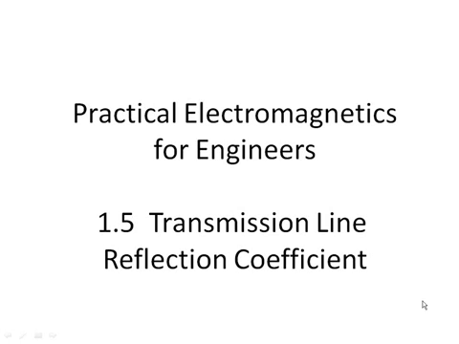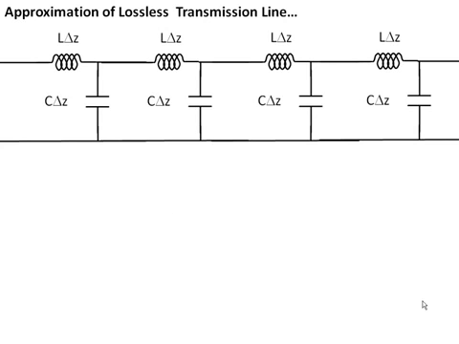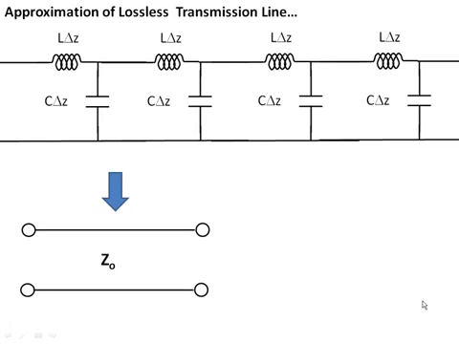Today we're going to be talking about reflection coefficients on transmission lines. Where we've gotten to now is we've approximated a lossless transmission line by a lumped element model of inductors and capacitors. We lost the resistances and the conductance when we went to the lossless line. This is the last time we're going to see this because from now on we're going to represent this transmission line essentially with a symbol that looks like this, basically two parallel lines.